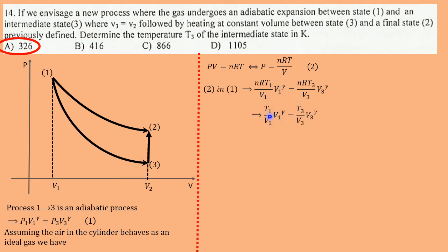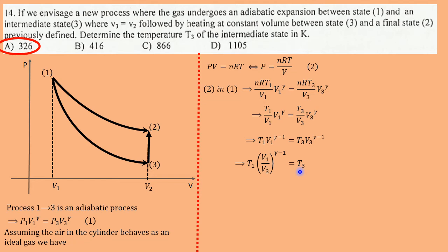Now you have T1 times V1 raised to the gamma equal to T3 times V3 raised to the power gamma, and this results in T1 times V1 raised to the gamma minus 1, because you have V1 to the gamma divided by V1 to the 1. That's why you have gamma minus 1, and that is the same for the V3 on the right hand side.